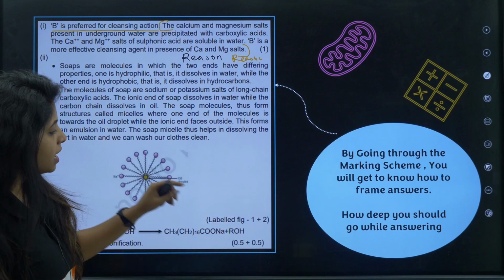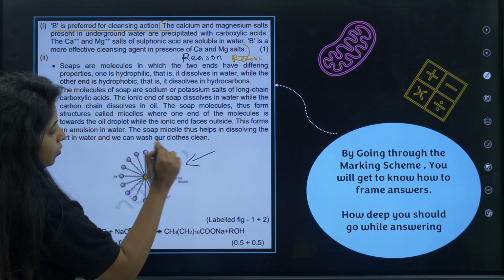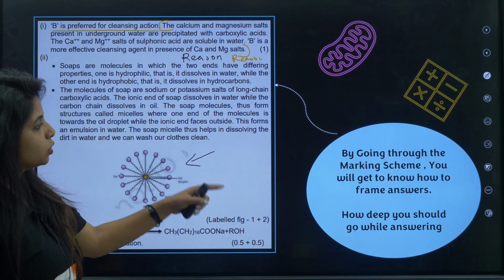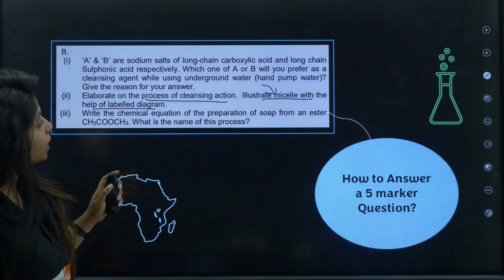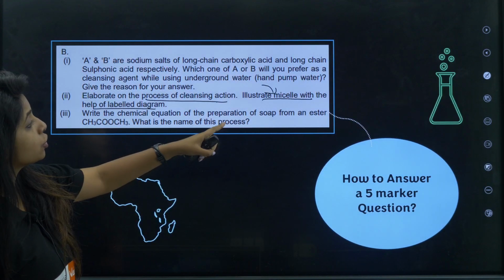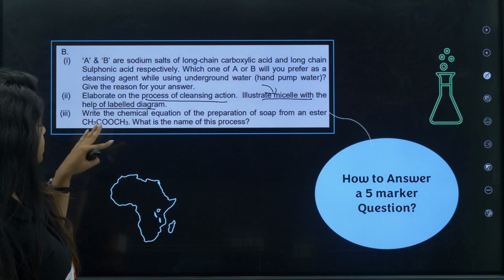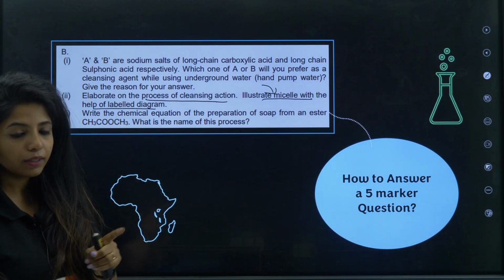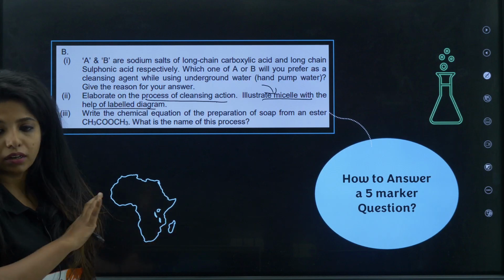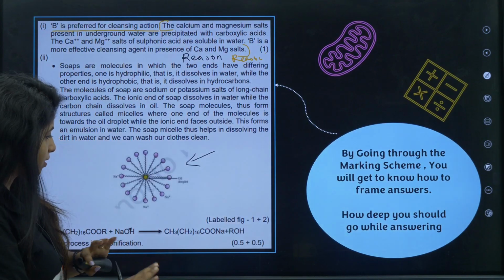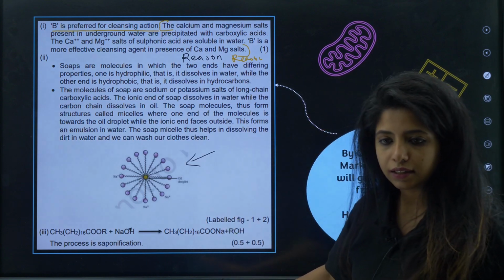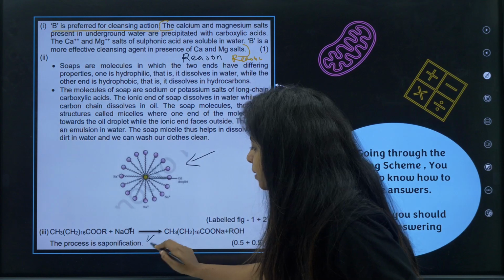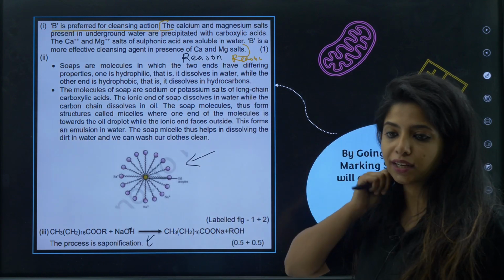It gave you 2 marks and then for the labeled figure also you got 1 mark. So 2 plus 1, 3 marks for the whole second part of the question. Okay, now the third part says write the chemical equation of the preparation of soap from an ester. So you have to write the equation, then what is the name of this process? Tell the name of the process and then you are done. Do not explain what is happening in this process, that is not needed. You just have to tell the name, that is all that has been asked. Answer just that, nothing else.